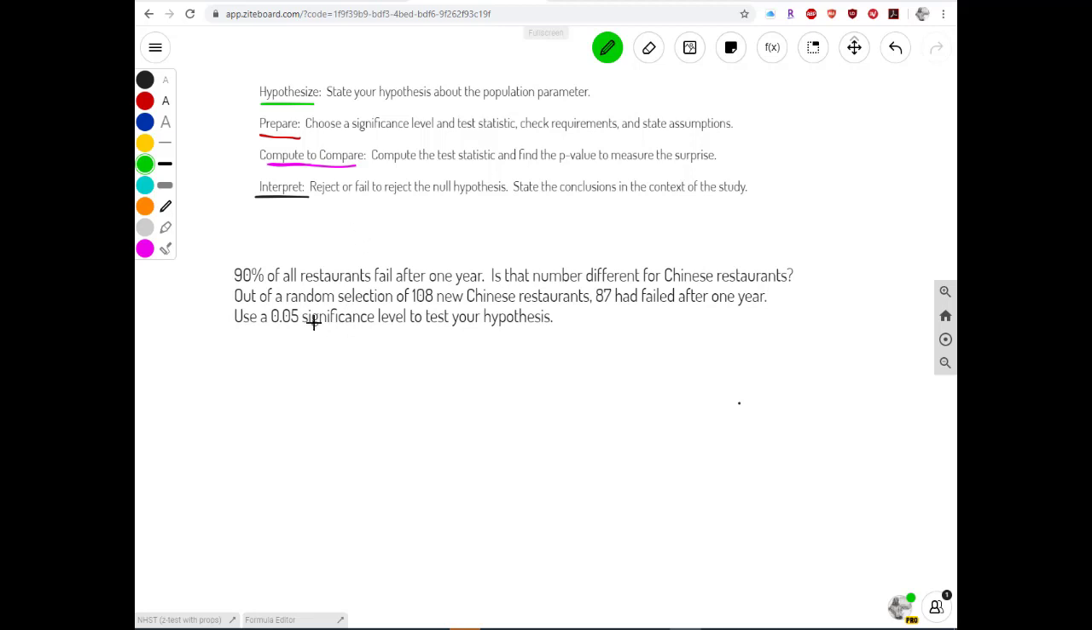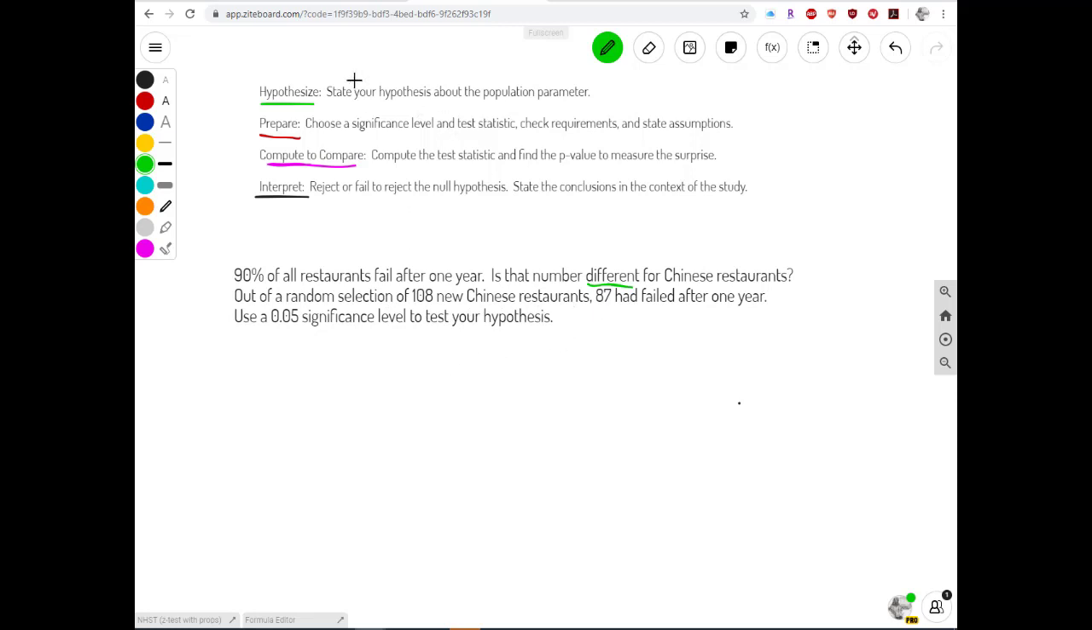Okay, so it says 90% of all restaurants fail after 1 year. So this is telling me that there's a percent right here, so this is going to end up being a proportion. Okay, is that number different for Chinese restaurants? Out of the random selection of 108 new Chinese restaurants, 87 had failed after 1 year.